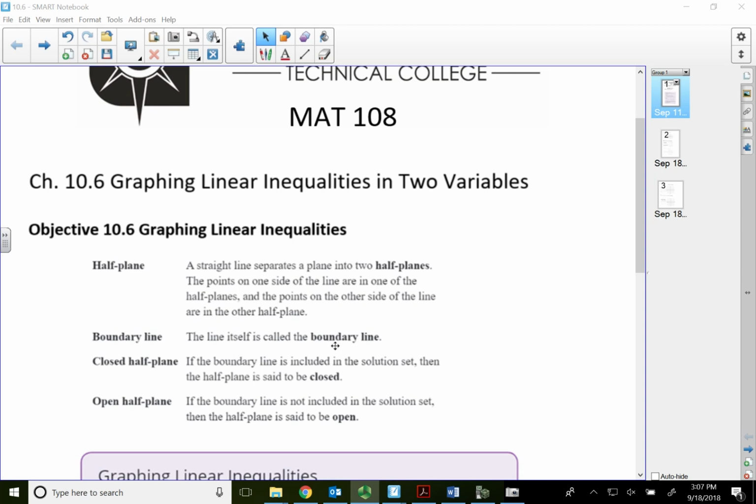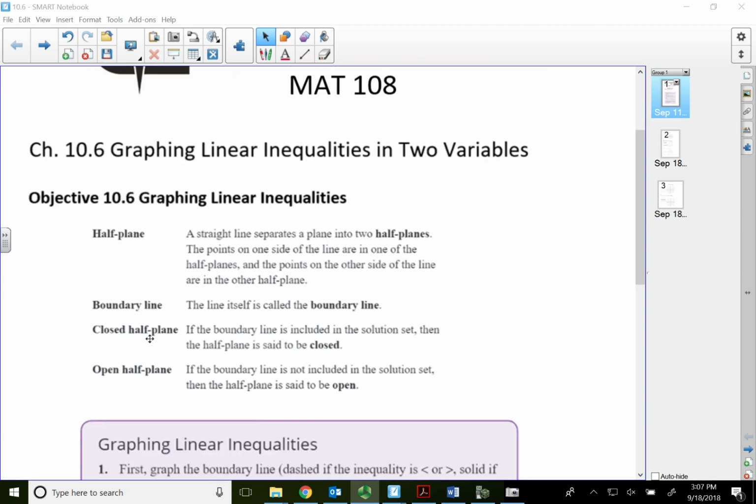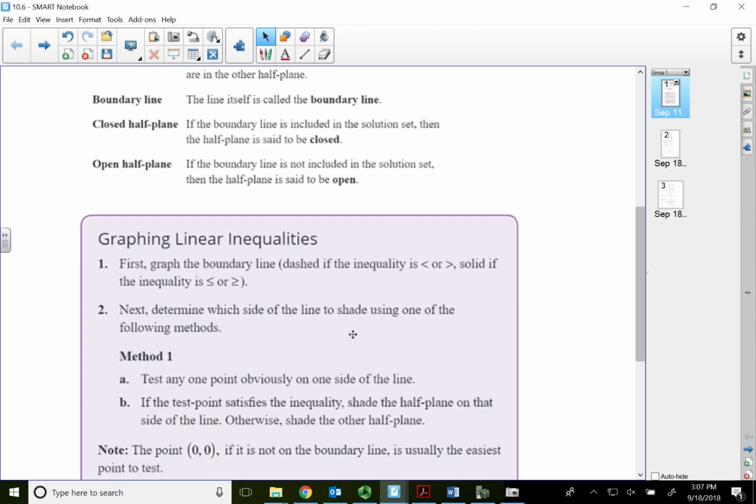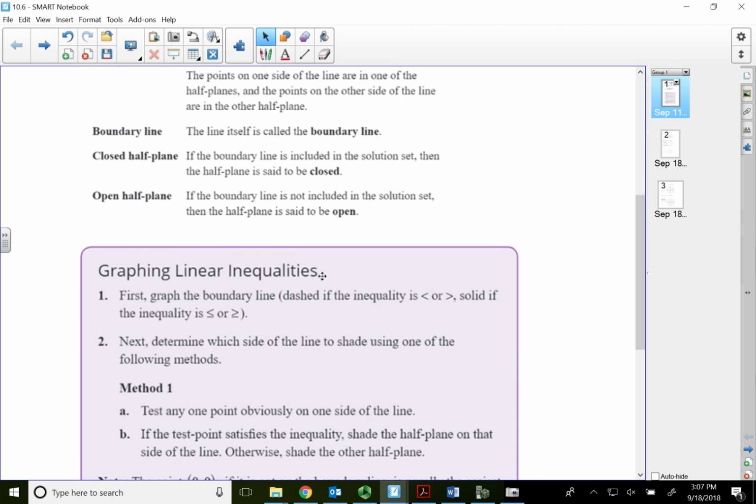Boundary line. The line itself is called a boundary line. If the boundary line is included in the solution set when we're graphing the line, then the half plane is said to be closed. Open half plane: if the boundary line is not included in the solution set, then we say the half plane is open. You probably remember that sometimes when we draw a line using an inequality, we use dashed lines or solid lines. A solid line means it's closed. A dashed line means it's open.